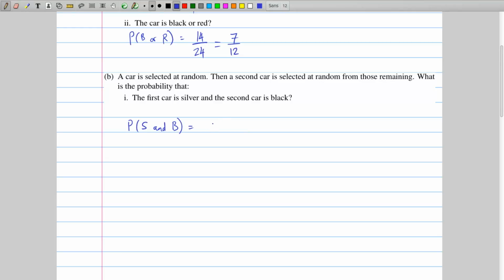Well, there's 10 cars there that are silver out of 24. Because both of these things have to happen, we're now multiplying these two fractions together. What's the probability that you pick a black car out of those that are remaining? There are 5 black cars left, but there are only 23 cars left in this stock, because remember, we've already picked the first car and we know that it's going to be silver. That ends up being 50 over 552, which we can simplify down to 25 over 276.